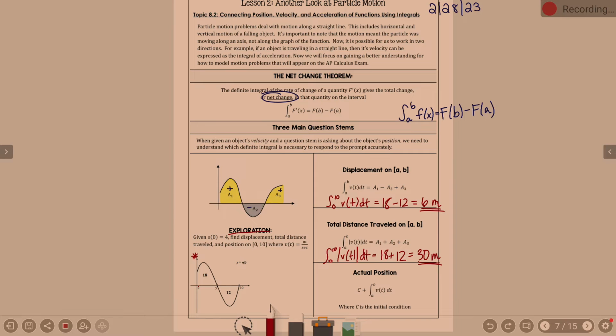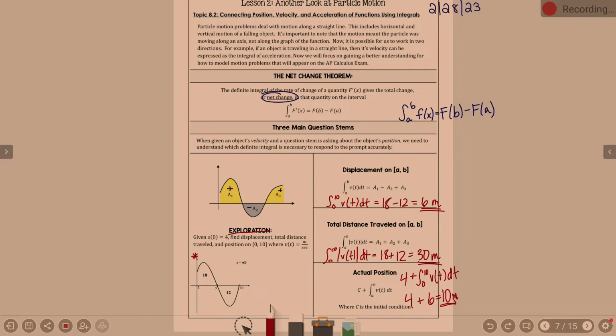And then actual position. Actual position, you want to pay attention to initial condition. So this is going to be our initial condition, which our initial condition was given as 4. And so 4 plus the integral from 0 to 10. Right. Yep. So it ends up being 4 plus 6, which is 10. Okay, because actual position is going to be initial position plus displacement. Where are you in relation to where you began?